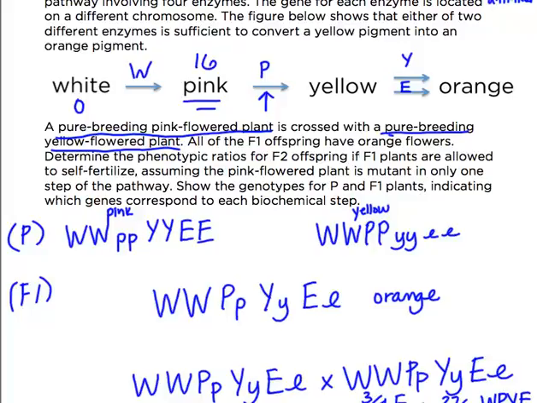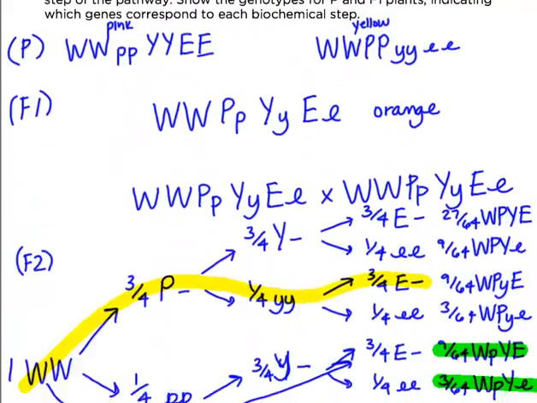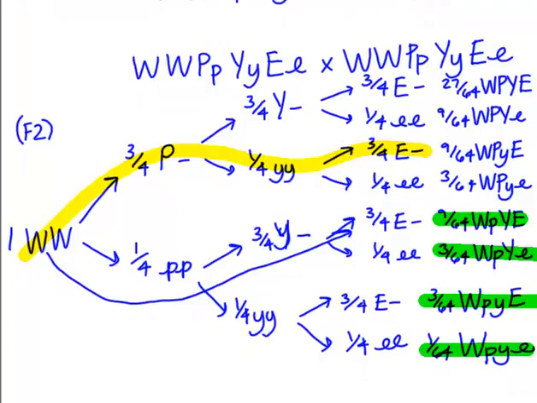I'll write that up here. Okay, and that crosses out these 4 genotypic offspring. So these here, I'll say they're pink.